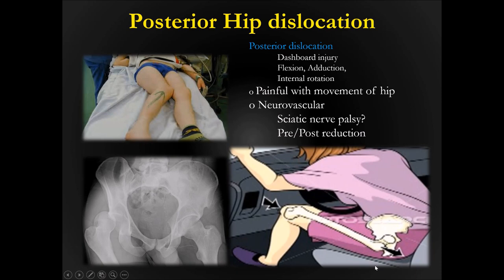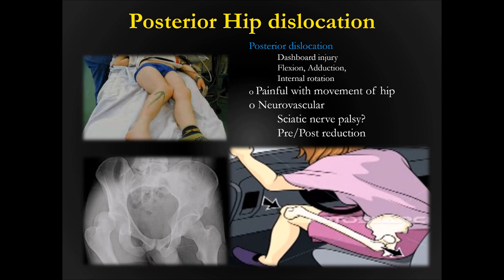Okay, we skip to the hip joint. Hip joint. Very important, the hip joint. So hip dislocation is very common. And I think most of you should know the details about this. Okay? Hip dislocation, there is anterior dislocation and posterior dislocation. Okay? What is more common?